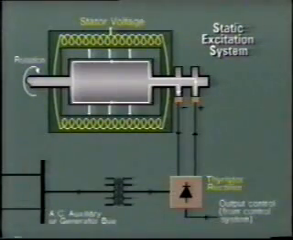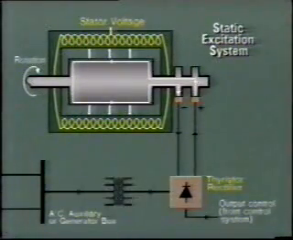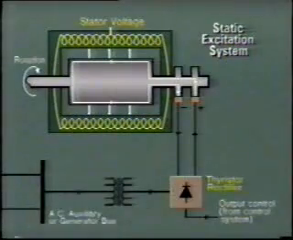First, we'll look at a simplified arrangement of the static excitation system. DC current from the rectifier is supplied to the rotor winding through the collector rings on the shaft. The incoming AC to the rectifier is supplied from a dedicated transformer. The primary side of this transformer is fed from an auxiliary bus, or in some cases, the generator bus itself.